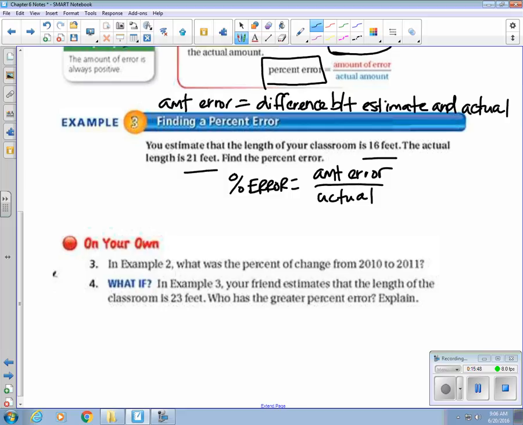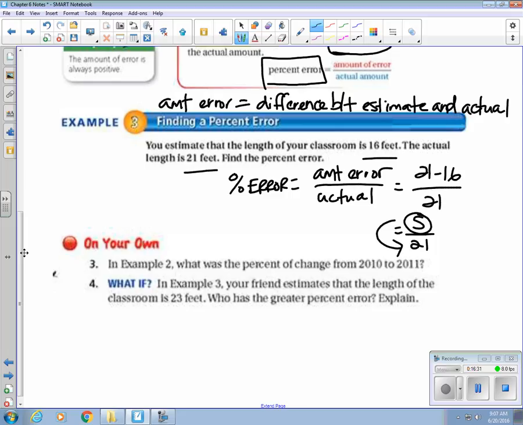Well, the amount of error we said is the difference between the estimate and the actual, and the difference is always the bigger minus the smaller. So the difference would be 21 minus 16. And then we're going to divide by the actual amount. All right, it's not the one that's first, it's the actual amount, always with percent error. So that's 21 feet. Well, 21 minus 16 is 5, and our actual is 21. So what we're really trying to figure out here, this difference right here, this 5, what percent of the actual is that? And that's what the percent error is. So I'm going to go ahead and divide that.